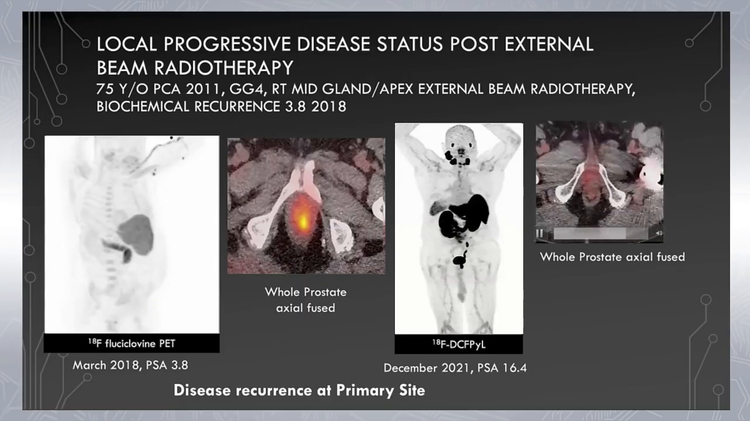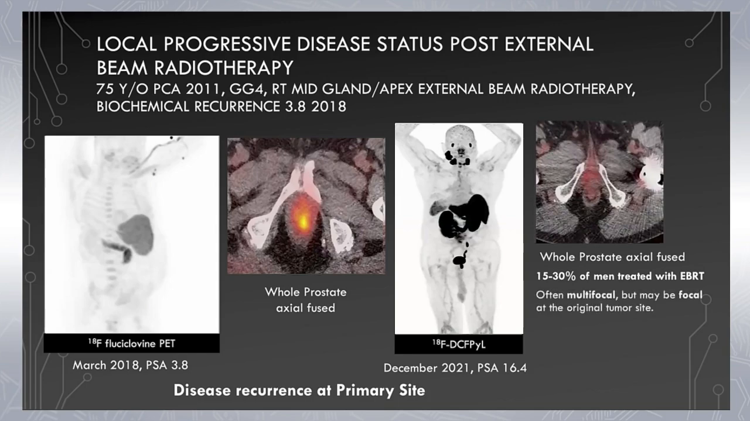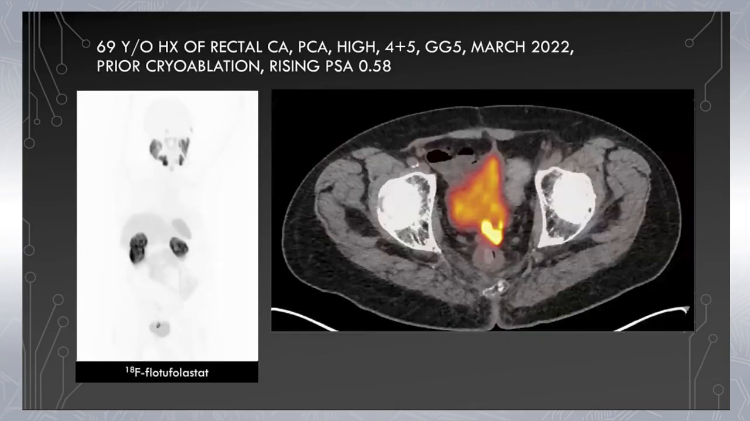So when we talk about external beam radiotherapy, 15 to 30% of men treated with EBRT progress to recurrent disease. And disease may often be multifocal, but it may be focal at the original tumor site. So recurrence may exist not only within the gland itself, but with nodal or distant metastases as well in up to 1/3 of cases. Let's look at another case.